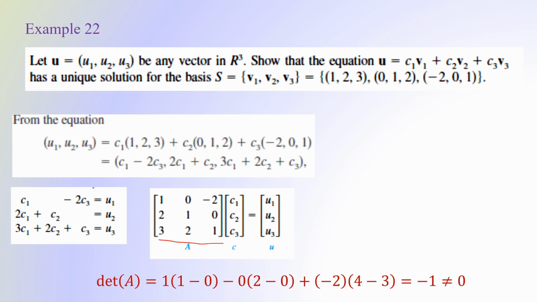So when you calculate the determinant, you get 1 times (1 minus 0). With 0, you don't get anything. Then 2 times (1 minus 0), 3. And minus 2, 2 times 2 is 4, minus 1 times 3, minus 3. So the value of the determinant is minus 1. So the determinant of A is not equal to 0. So that means it has a unique solution. Or to calculate the values of c1, c2, c3, there are several possibilities. You can calculate the inverse of the matrix A.